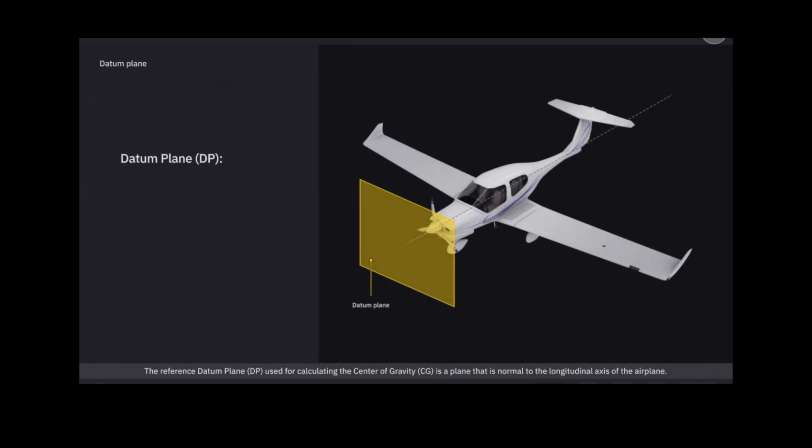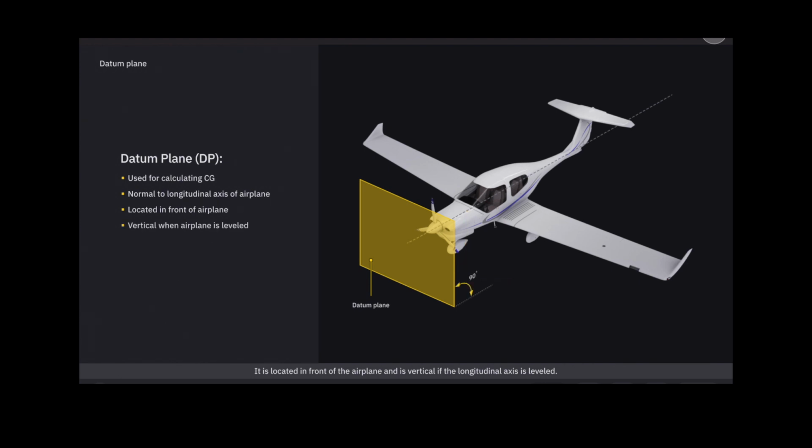The reference datum plane used for calculating the center of gravity is a plane that is normal to the longitudinal axis of the airplane. It is located in front of the airplane and is vertical if the longitudinal axis is leveled. The plane is placed 2.194 meters in front of the most forward point of the root rib on the stub wing.